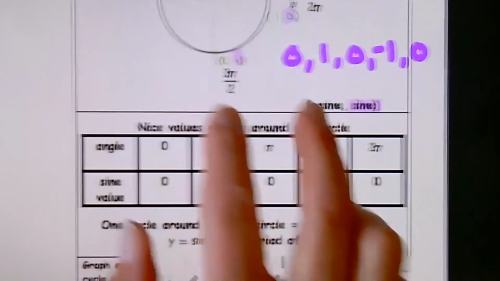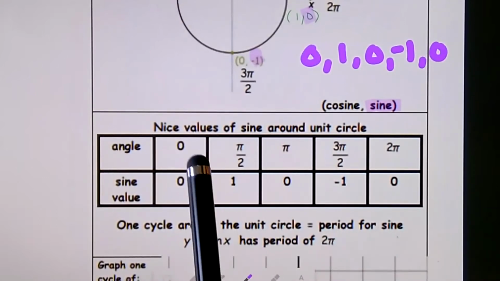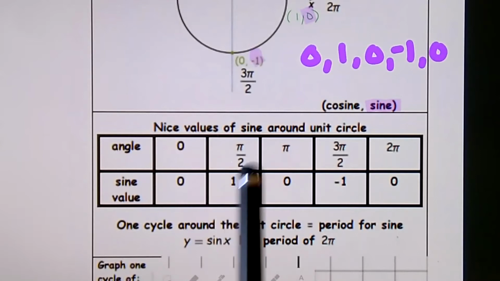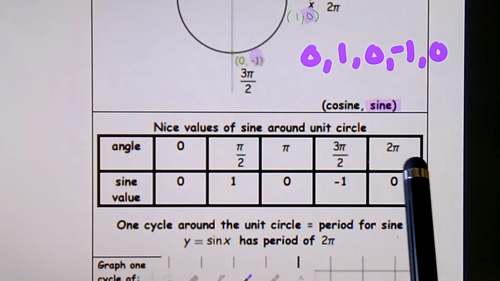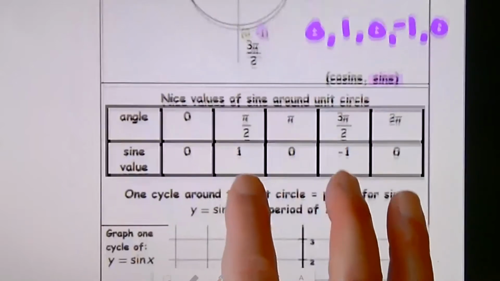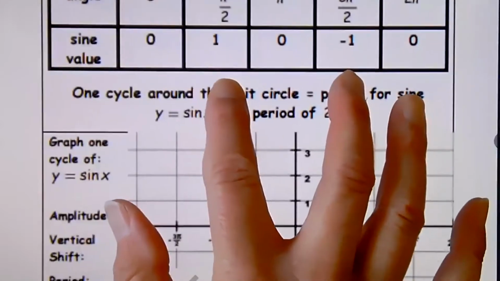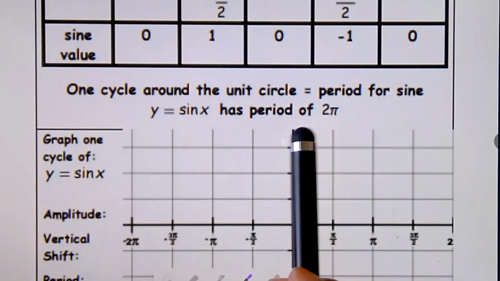So here, again, these are the nice values around the unit circle. 0 was 0, pi halves was 1, pi was 0, okay? 3 pi halves was -1, and 2 pi is 0. So 1 cycle around the unit circle, okay, is equal to the period for our sine graph.